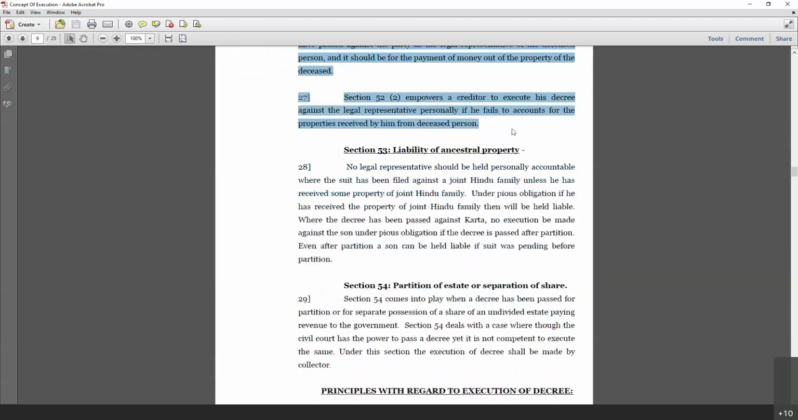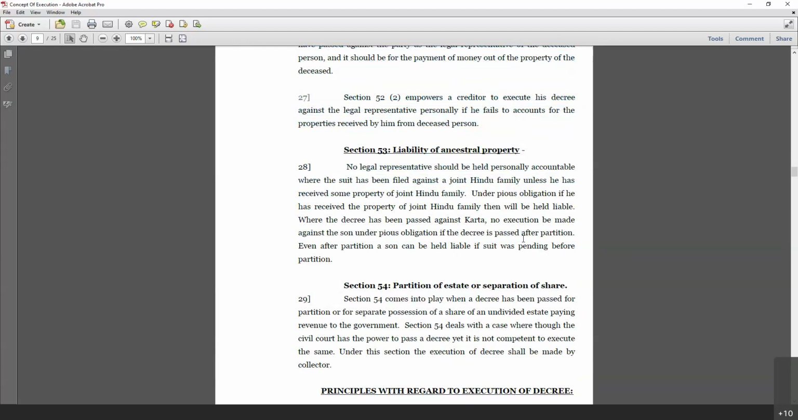Now, there are obviously certain differences when it comes to ancestral property, etc. Because again, as I mentioned, in the case of a joint Hindu family also, there will be certain cases where there is a vesting of a particular property on account of being part of that particular joint Hindu family. But effectively, there are certain more complications when it comes to ancestral property.